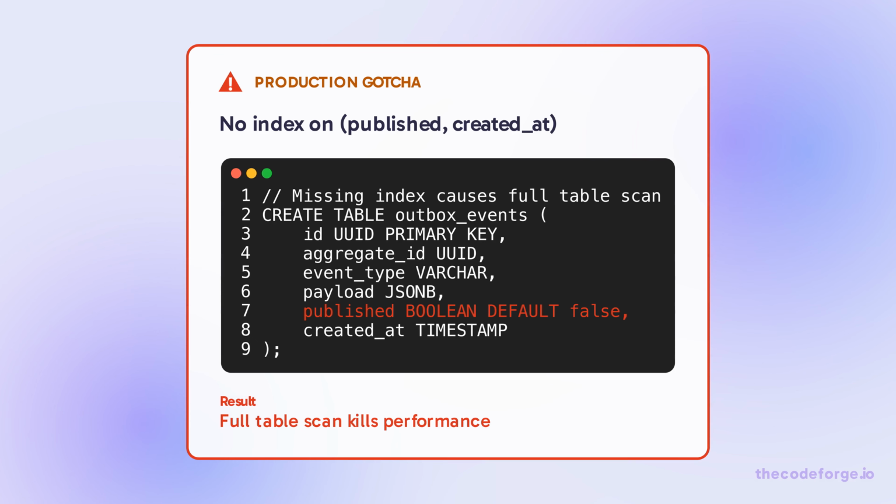Without this index, the publisher's select query does a full table scan, which kills performance as the table grows. Always add a composite index. CREATE INDEX idx_outbox_unpublished ON outbox_events (published, created_at) WHERE published = false.